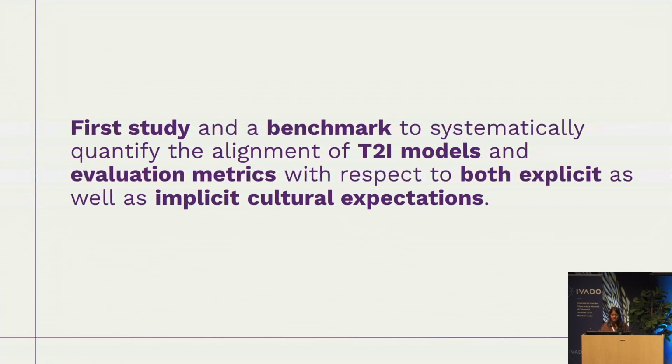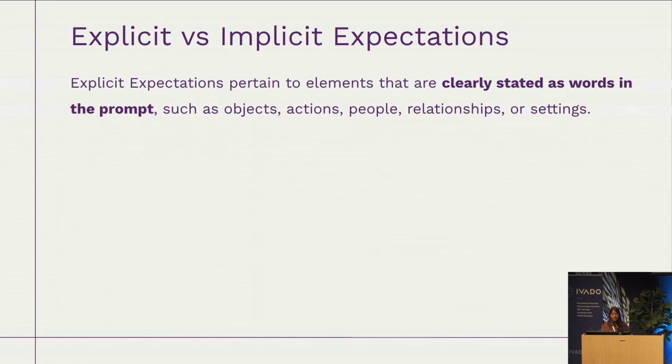People haven't looked into this before. So what we mean by explicit versus implicit expectations is basically, explicit expectations is just checking whether the generated image is faithful to the concepts or to the words that are clearly stated in the prompt, right? So whatever has been clearly stated in the prompt, is the model following that or not?